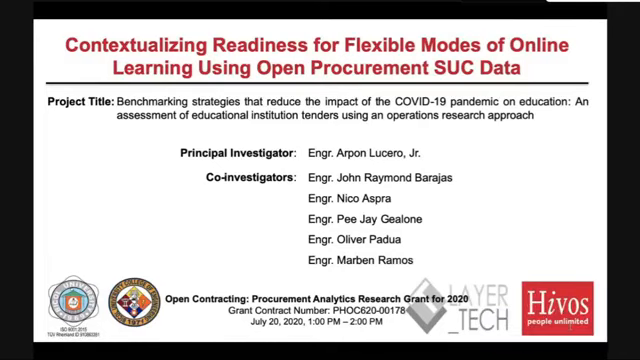So good afternoon, everyone. This afternoon, I'm going to be presenting our research project entitled Benchmarking Strategies that Reduce the Impact of COVID-19 Pandemic on Education, an assessment of educational institution tenders using an operations research approach. The proponents for this research study are yours truly, Arpon Lucero Jr., and with me are engineers Barajas, Aspra, Hialone, Padua, and Engineer Ramo.